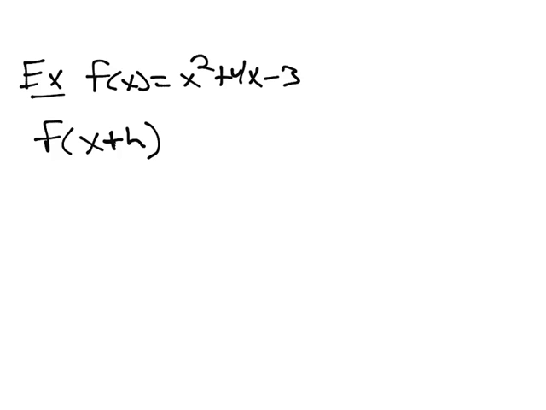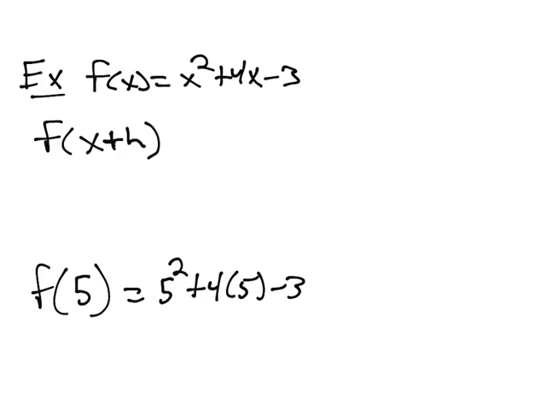So don't freak out. Breathe in through the nose, out through the mouth. Deep cleansing breaths. Okay? Earlier, we could plug in any number we want to. Like if we plug in 5, we're going to get 5 squared plus 4 times 5 minus 3. Crank all that arithmetic out, and you get 25 plus 20 minus 3, which gets you 42.